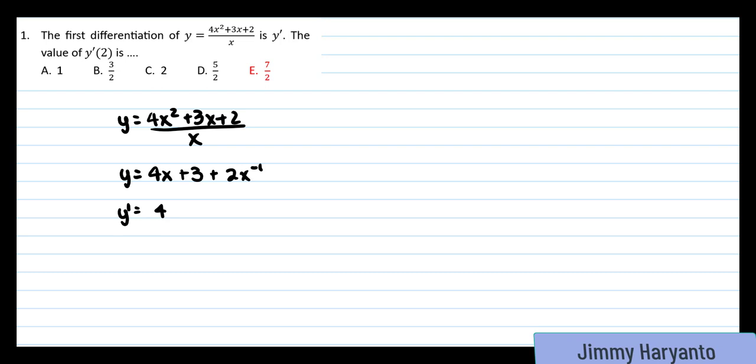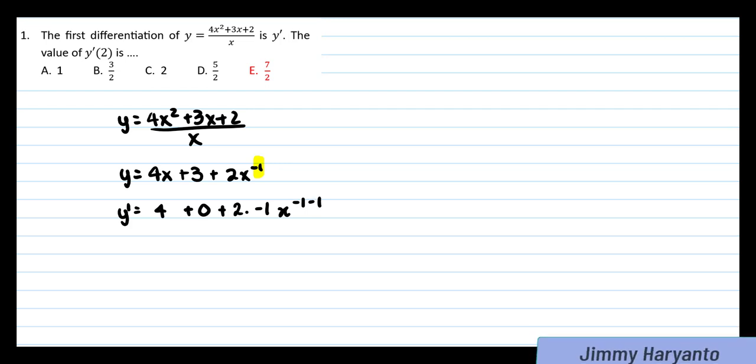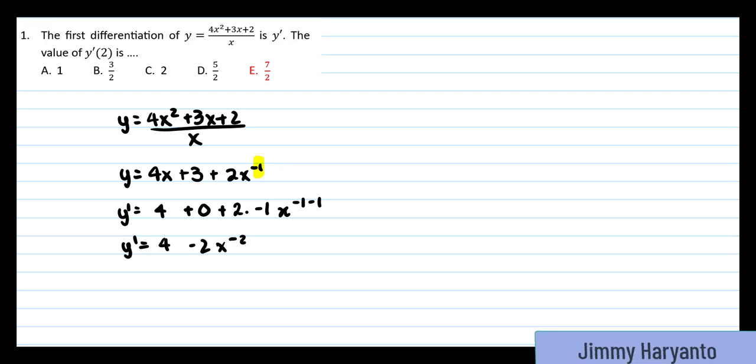4x will become 4, and then 3 will become 0, and then 2 times, for this one the powers will go down. It will become -1 times x to the power of -1 minus 1. That means the y prime will be 4 minus 2 x to the power of -2. Let's simplify it a bit: 2 over x squared. Okay, it's nicely done.